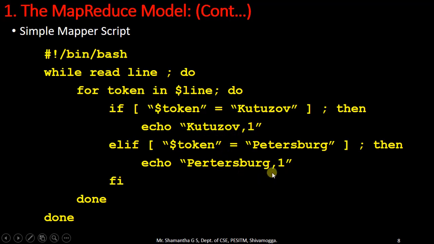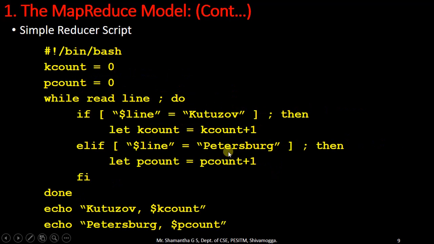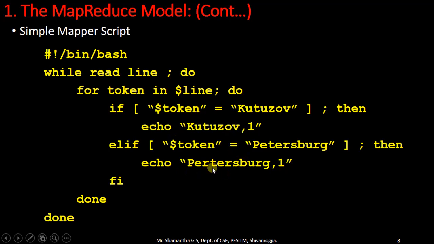When we complete the execution of the first script, we are going to get a series of Kutuzov, 1 and Petersburg, 1. By taking this as the input, the second script is responsible for counting the number of instances of Kutuzov and Petersburg from the output of the first script.